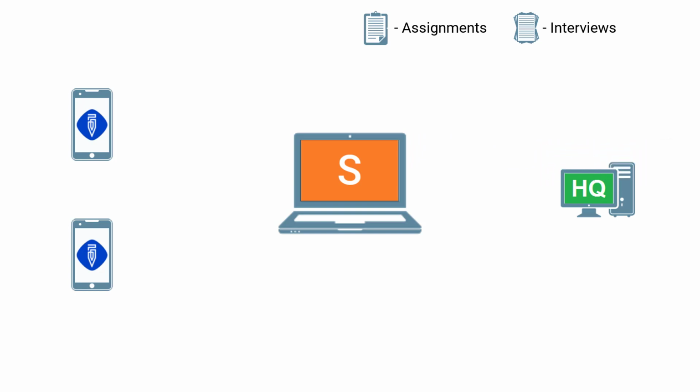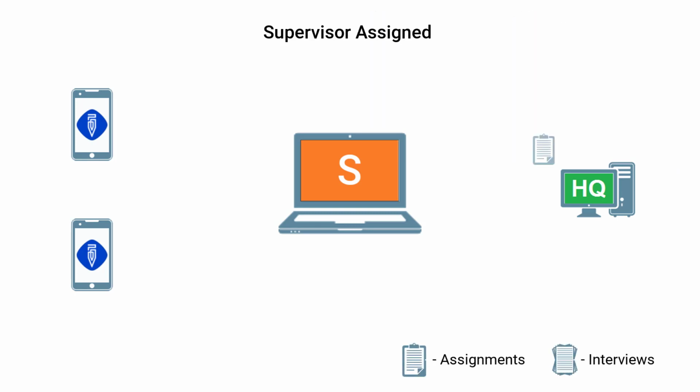We will now explain what every status in the workflow means. Supervisor assigned means that the headquarters has sent the assignment to the supervisor. The supervisor must now distribute the assignment to an interviewer. Interviewer assigned. This means the assignment has been given to an interviewer. The interviewer must now conduct an interview with the intended respondent. Completed. This means that the interviewer has marked an interview as completed and has sent it to the supervisor. The supervisor will now have to review this interview for completeness and quality.